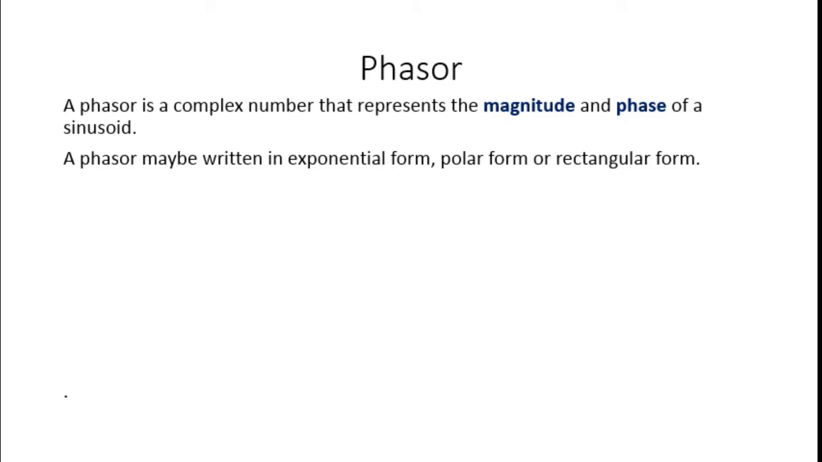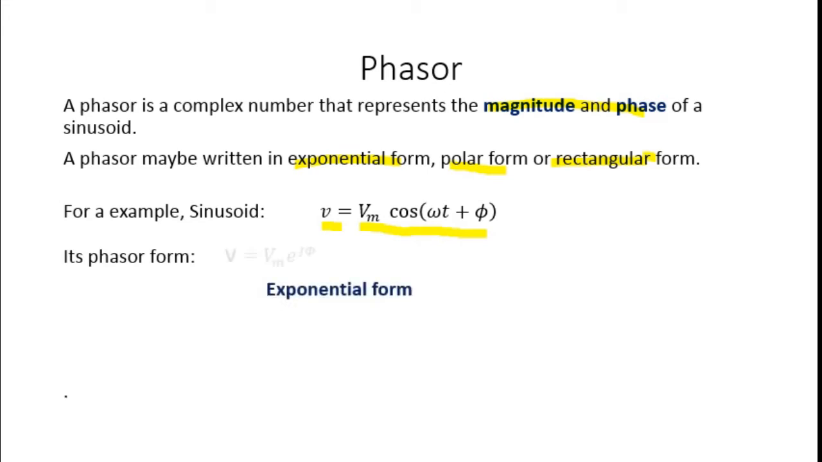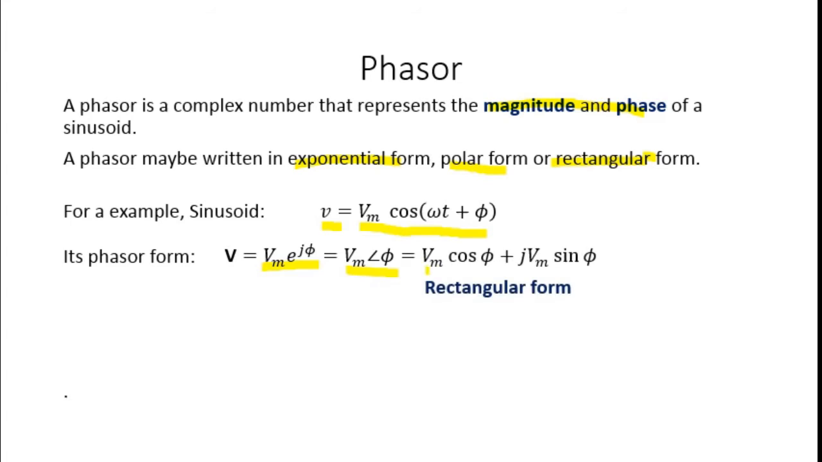Now, it is a recap on phasor. A phasor is a representation of a sinusoid in the form of a complex number, indicating the sinusoid's magnitude and phase. Phasor is actually the way we represent the sinusoid in the frequency domain. We can write a phasor in several ways, such as the exponential form, the polar form, or the rectangular form. For example, the sinusoid V equals Vm cosine(omega t plus phi) can be written this way, that is in the exponential form, or in the polar form, or in the rectangular form.